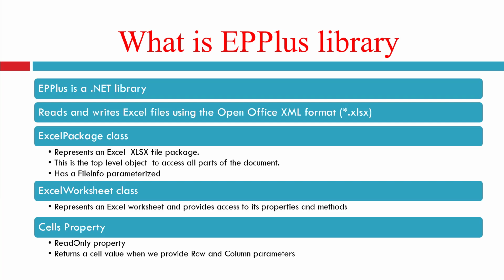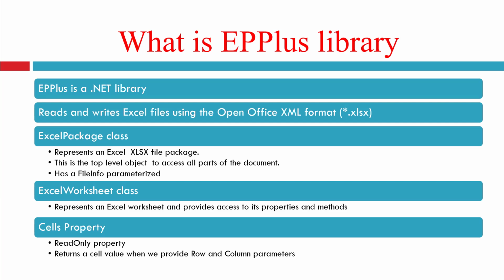EPPlus is a .NET library which reads and writes Excel files using the Open Office XML format, that is XLSX format. In this library, we will be using a couple of classes and one property. The first class is ExcelPackage. It represents an Excel file. This is the top-level object to access all parts of the document. It has a FileInfo parameter through which we have to pass the file name of the Excel file. So while creating an ExcelPackage object, we have to pass the FileInfo parameter. That FileInfo is nothing but the Excel file path.